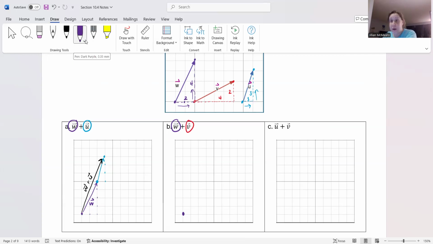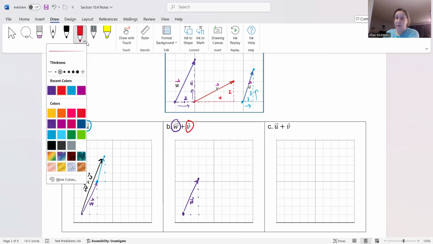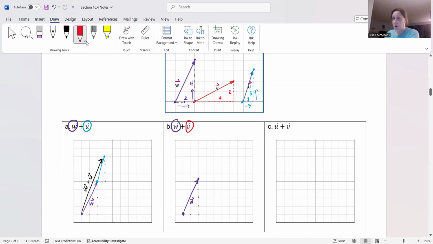Now remember the movement. Horizontally, vector W goes to the right 2, and then it goes up 4. So I'm going to go over 1, 2, and then up 1, 2, 3, 4. And that is my vector W. Now from the terminal point of W, I want to have the initial point for V. Remember, the terminal point of your first vector becomes the initial point of your second vector. So this is where I start V. The movement for V is to the right 4, and then up 2. So I'm going to go over 1, 2, 3, 4, up 2.